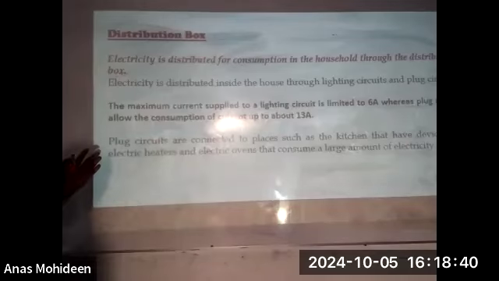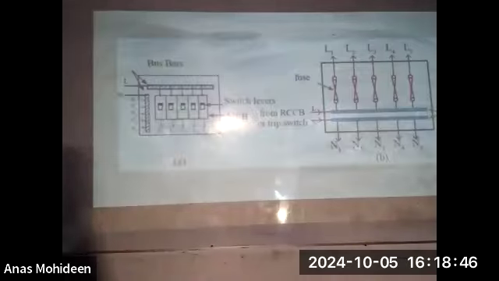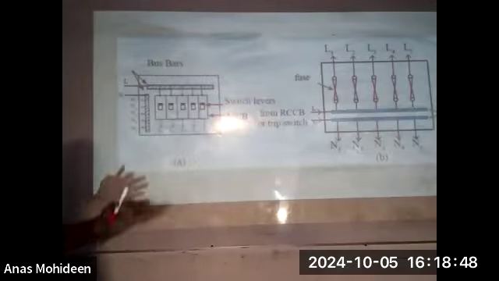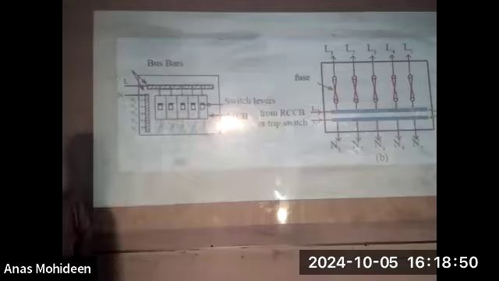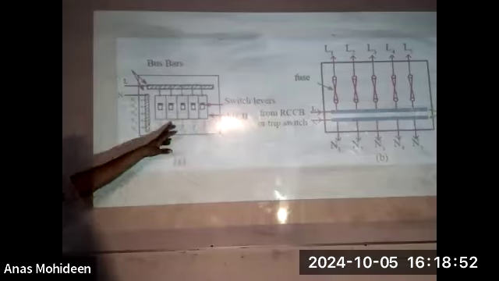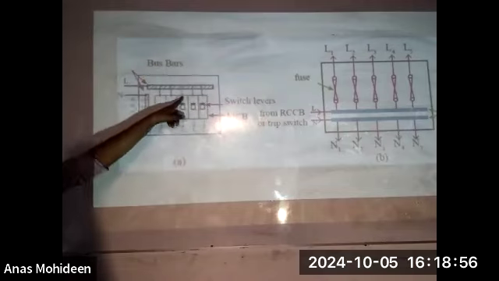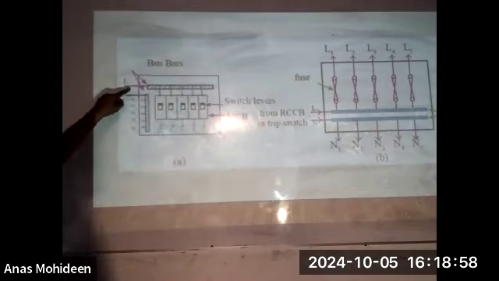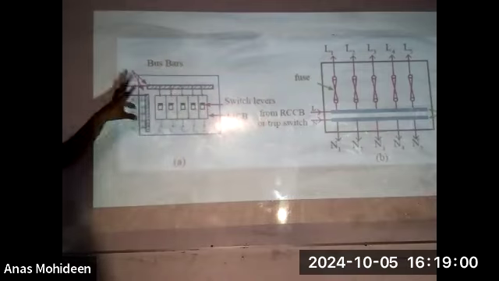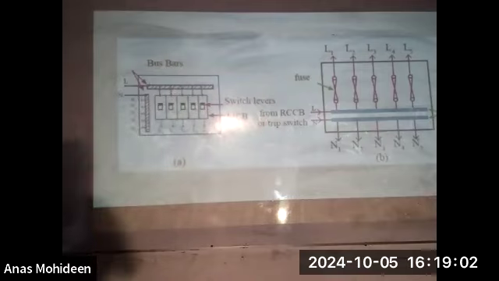Plug circuits are connected to places such as the kitchen that have devices like electric heaters and electric ovens that consume a large amount of current. Now this diagram came as a question in previous papers, where they ask you to label it. This is the bus bar. Two bus bars are there. One is for the live wire, the other one is for the neutral wire. The wires are connected through them.